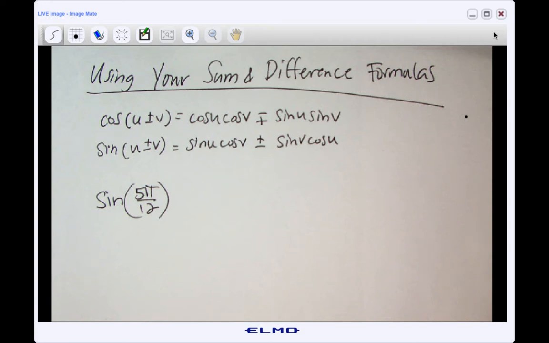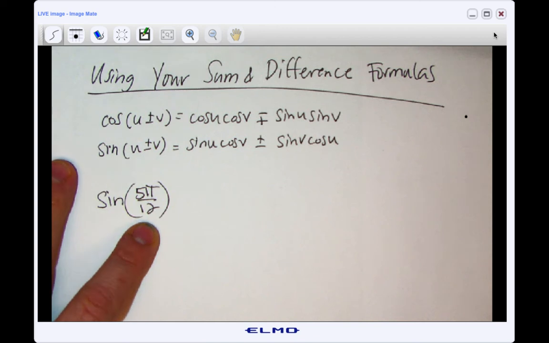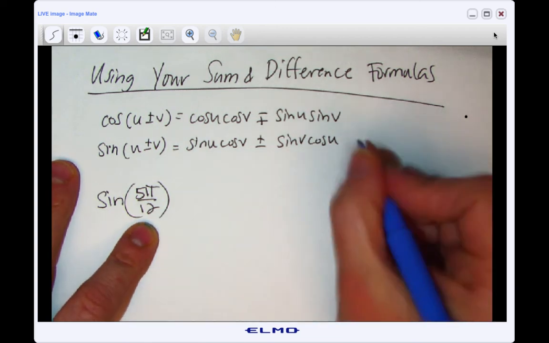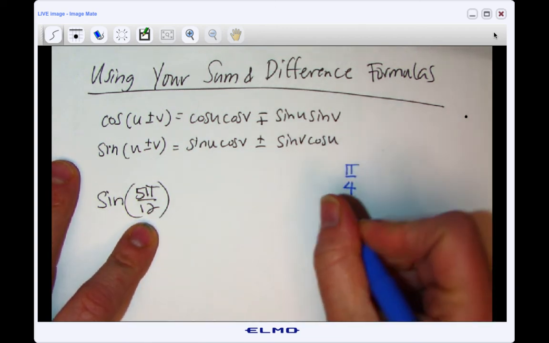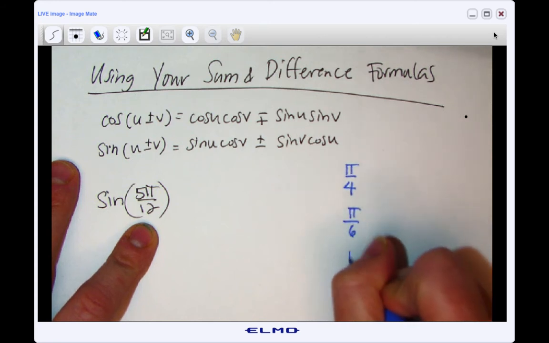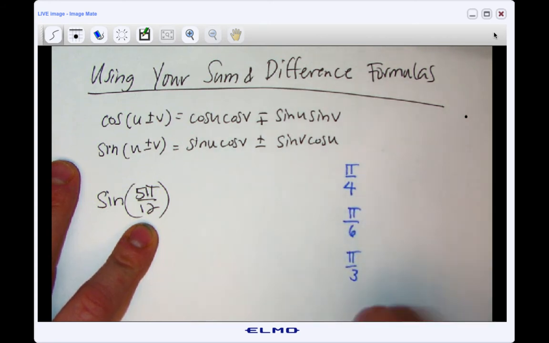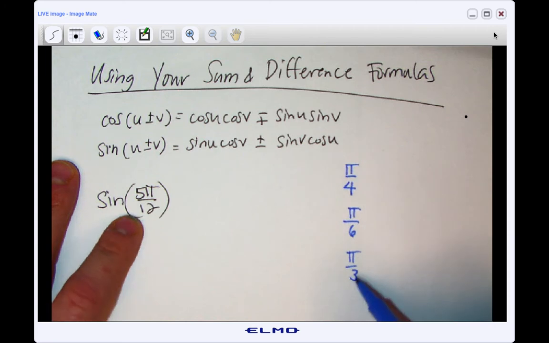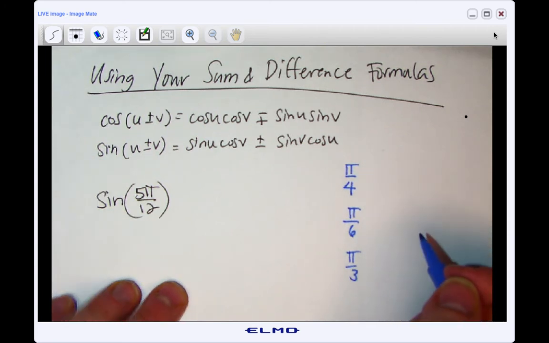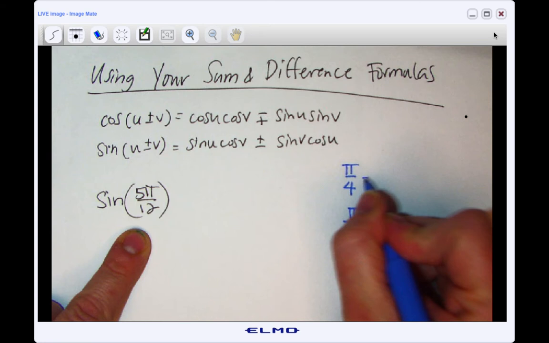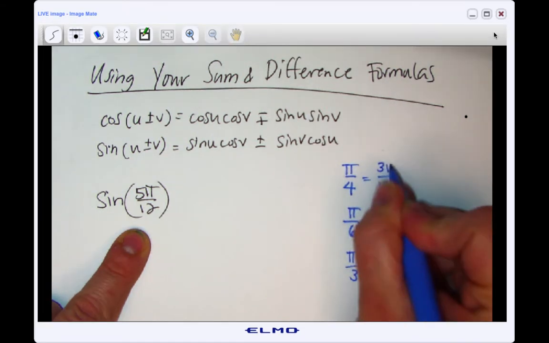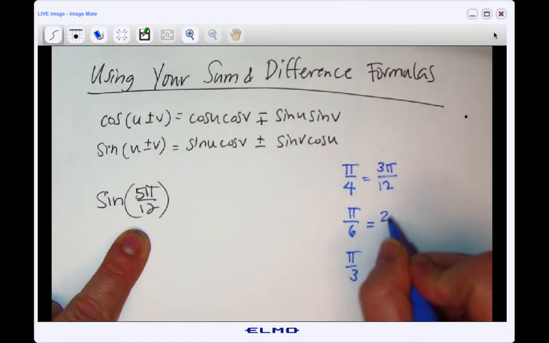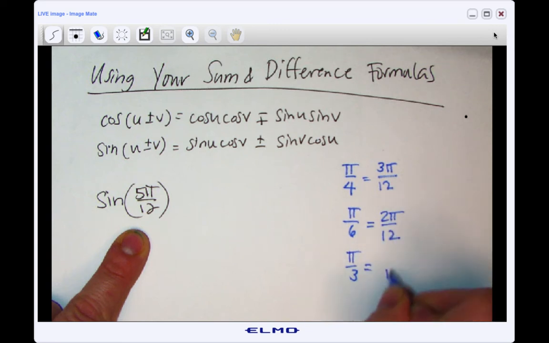So what I'm going to do is turn this into something that I can use the triangles that I already know. What I like to do is if I see this guy that has a 12 on the bottom, I like to think about some of the angles that I already know. So what are some of the famous ones that we know? We know this one, we know this one, and we know this one. We could also do pi over 2 or pi or whatever, but we'll start with these three because a lot of times these three are going to give us what we need. Now, if I were to think about pi over 4 with a 12 on the bottom, that would be a 3 pi over 12. This would be a 2 pi over 12. And this one would be a 4 pi over 12.